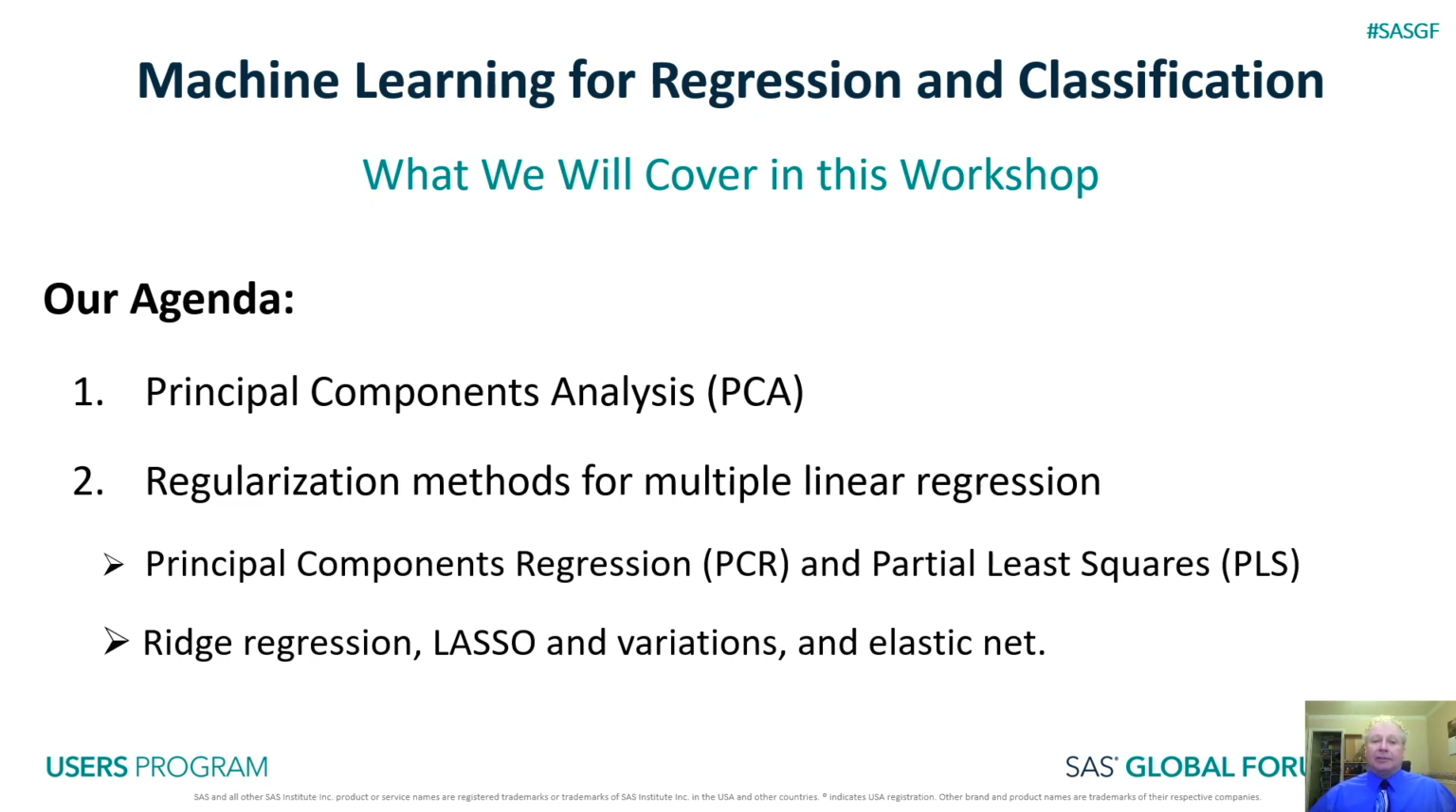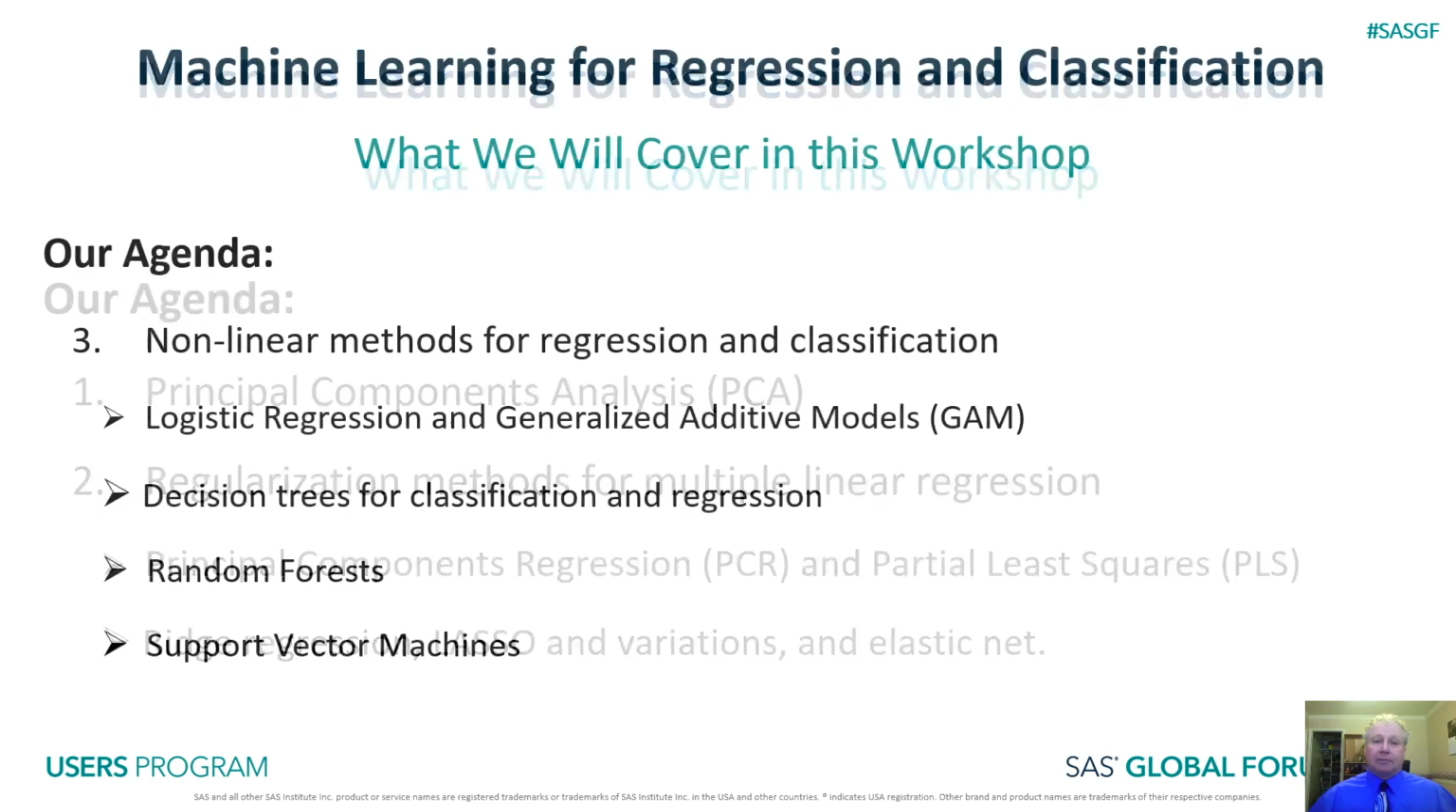So our agenda for this workshop begins with a quick discussion of principal components analysis, in large part because principal components analysis is foundational for methods which follow. Then we're going to talk about regularization methods for multiple linear regression. We'll start with principal components regression and partial least squares, both of which are very heavily dependent upon and closely related to principal components analysis. Then we'll go to the so-called penalty methods for regularization, which include ridge regression, LASSO and some of its variations, and the elastic net. All of this should take us roughly half of the workshop.